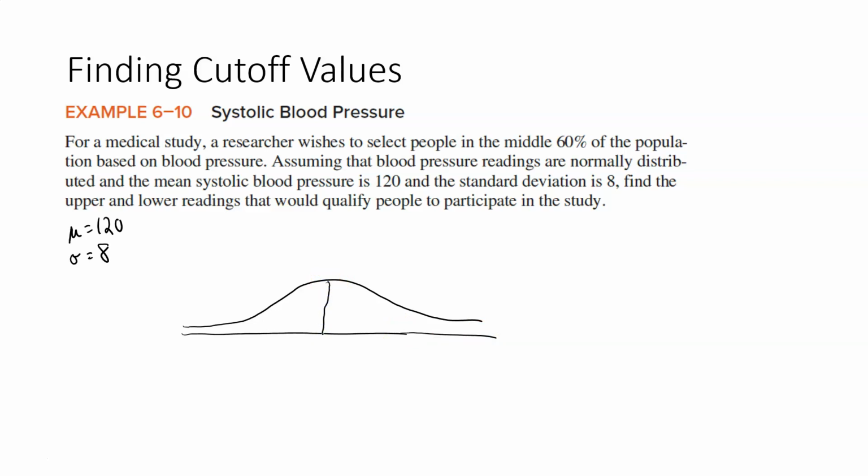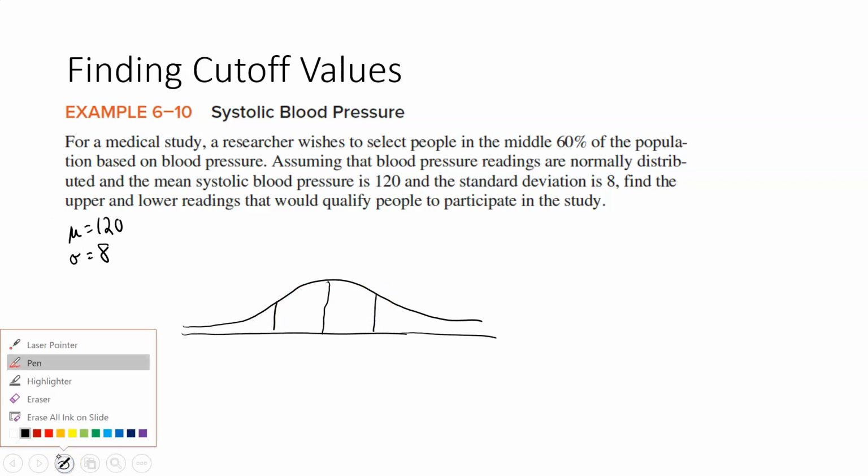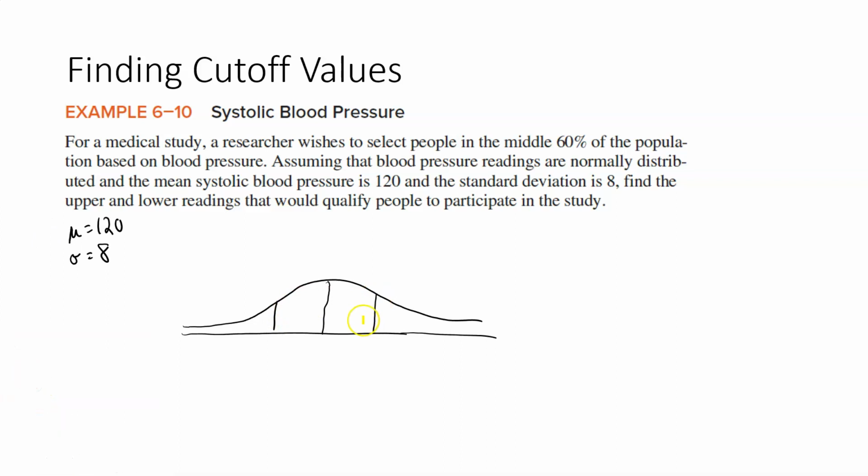So this one's a little bit different. Like I said, I want the middle 60%. So what I want is what's in between those two lines. This is what I want. I want the middle 60%.